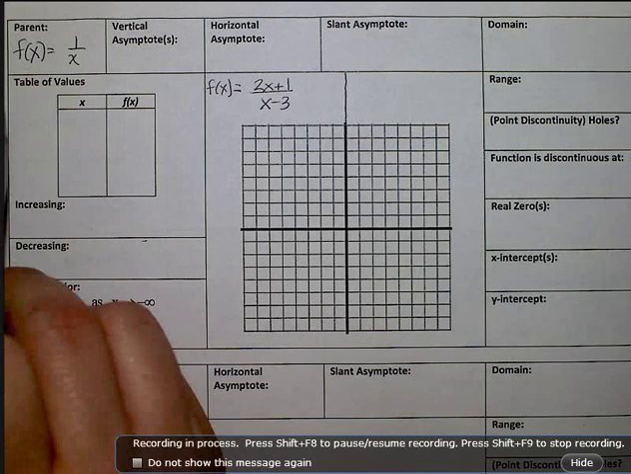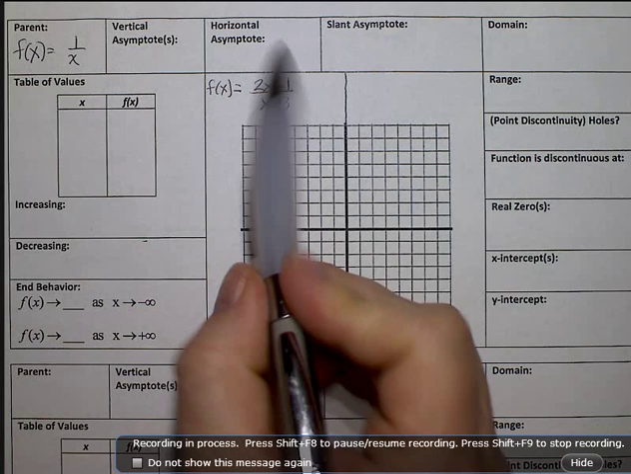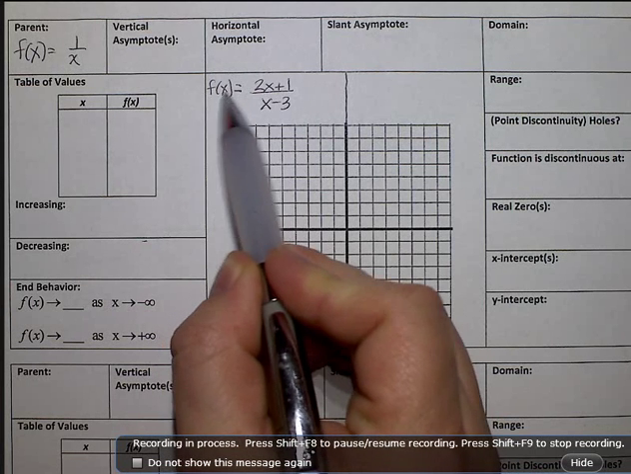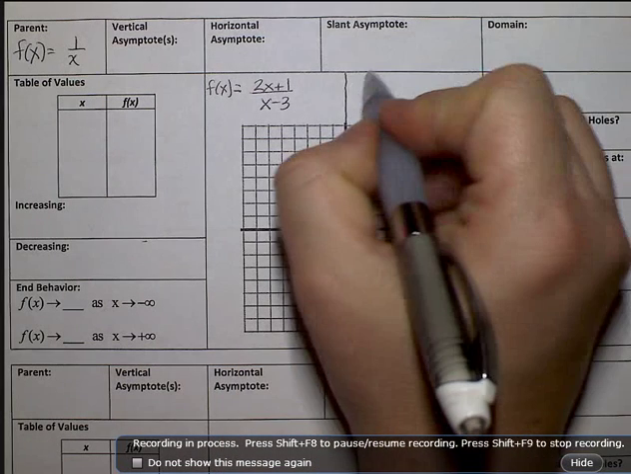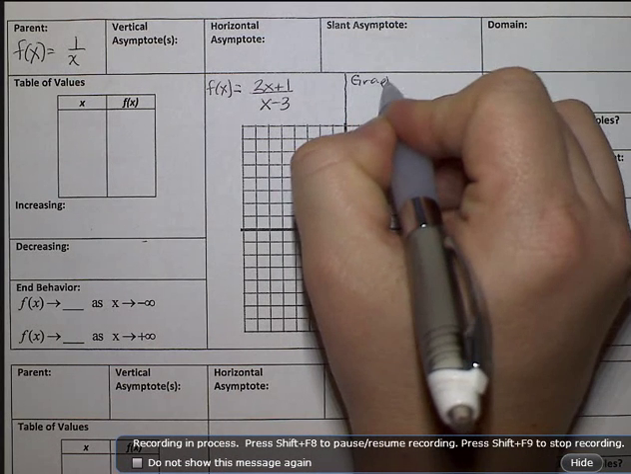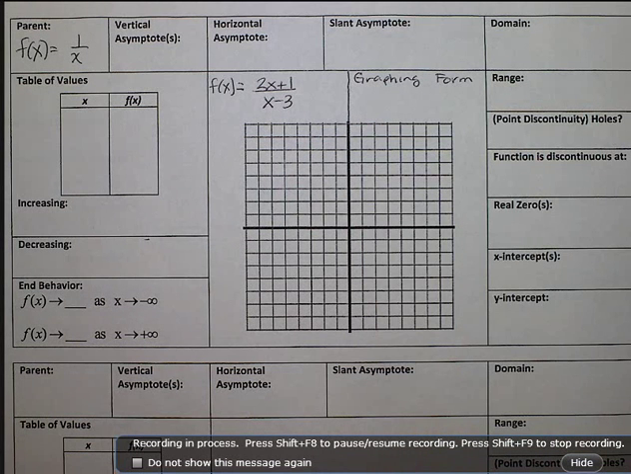Our parent function is the function f of x equals 1 over x. We are working specifically with f of x equals 2x plus 1 divided by x minus 3. So we're going to put this into graphing form. And to do that, we're going to call upon what you learned how to do in Unit 3. So in Unit 3, you learned how to do polynomial long division.